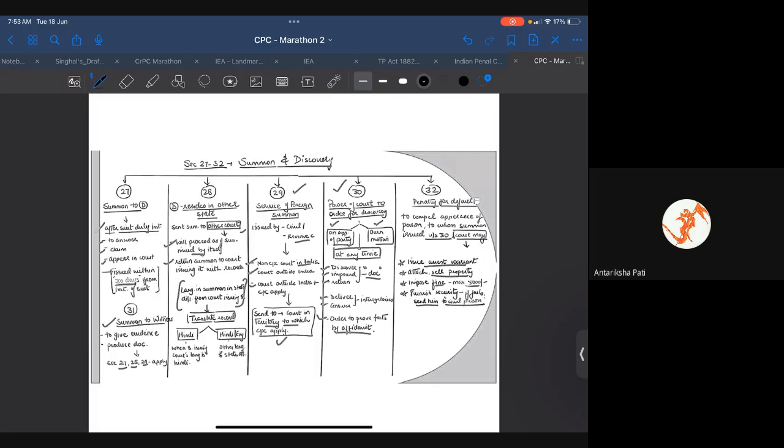It says that if a summons is issued by a civil or revenue court under the CPC and is to be issued to a court outside India, but where the CPC applies, then it will be sent to the court in the territory to which the CPC applies. Now how a foreign summons will be served is given in section 29.